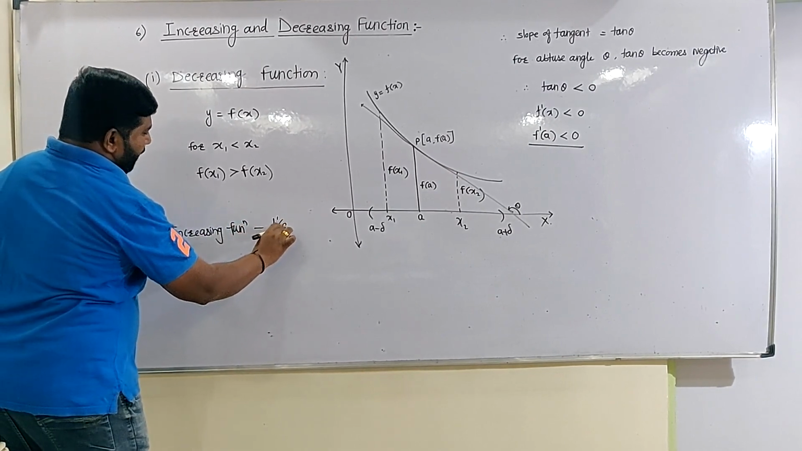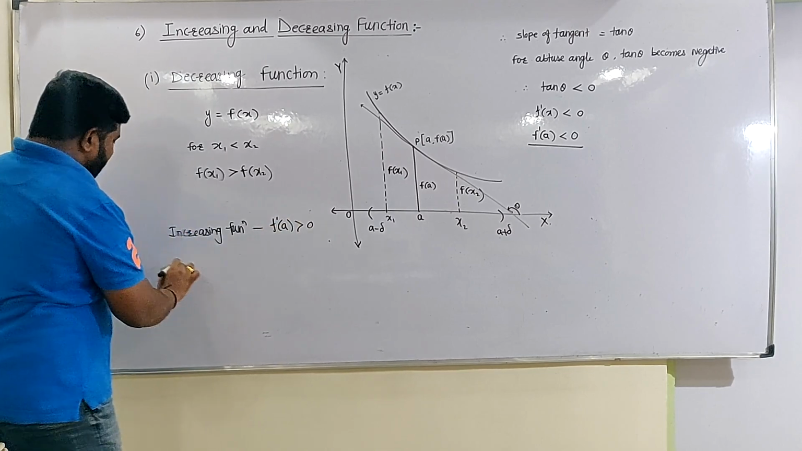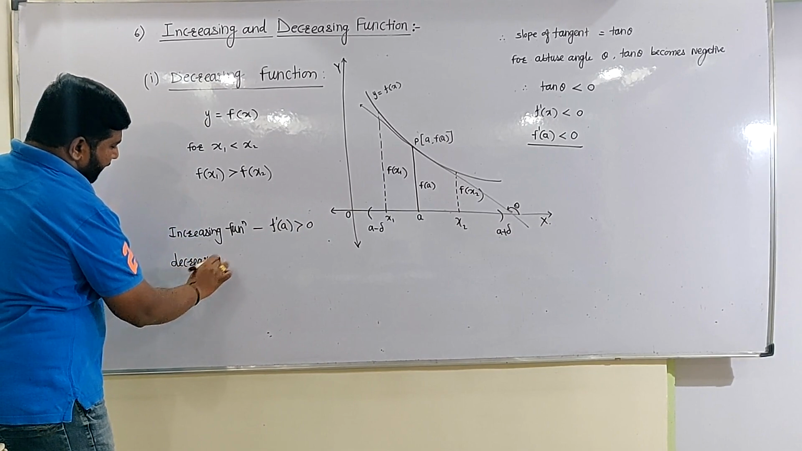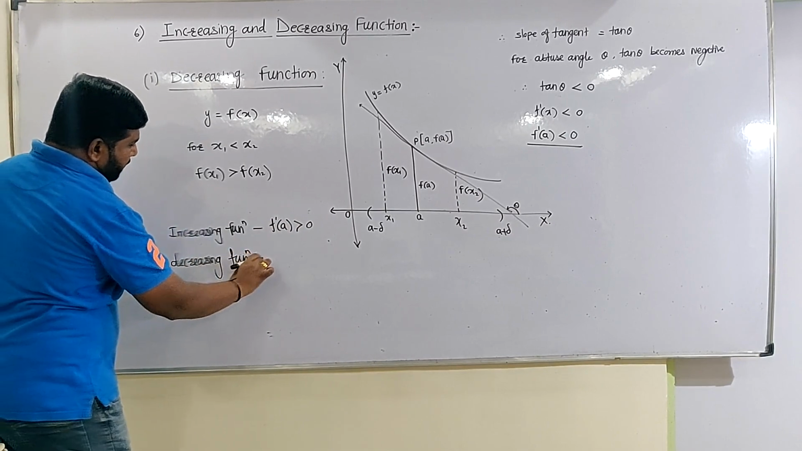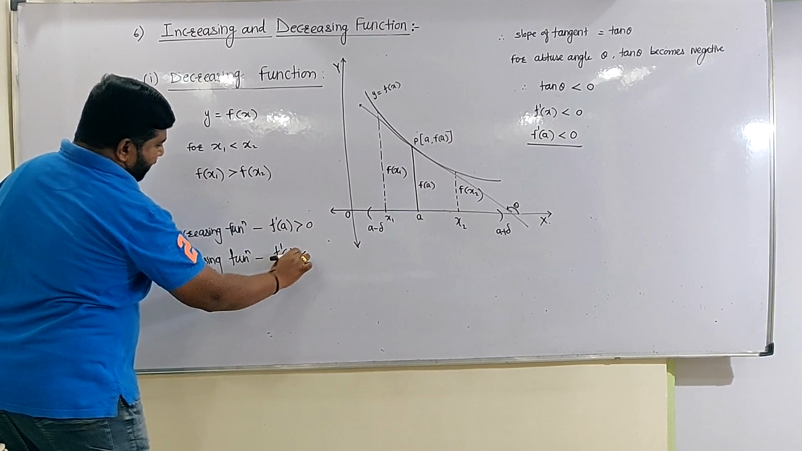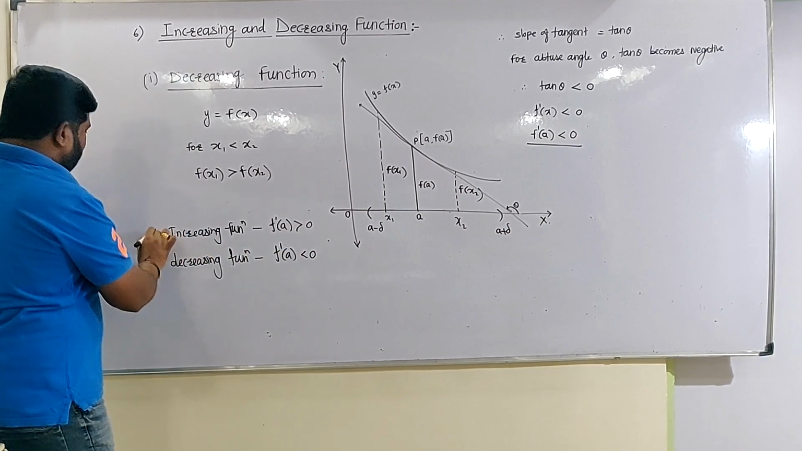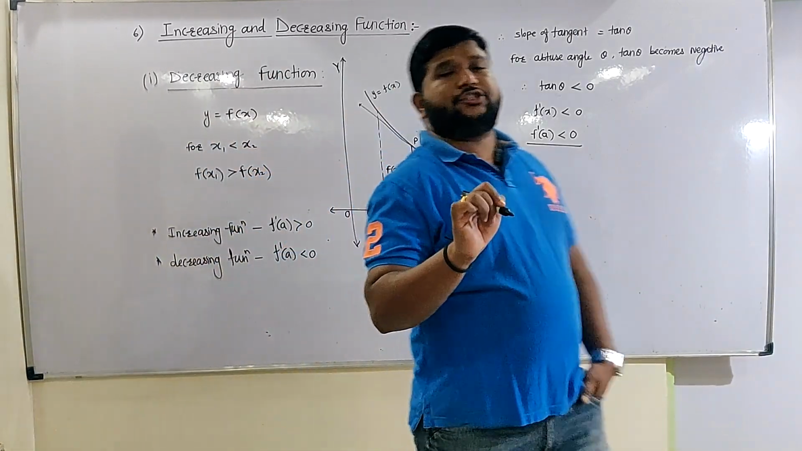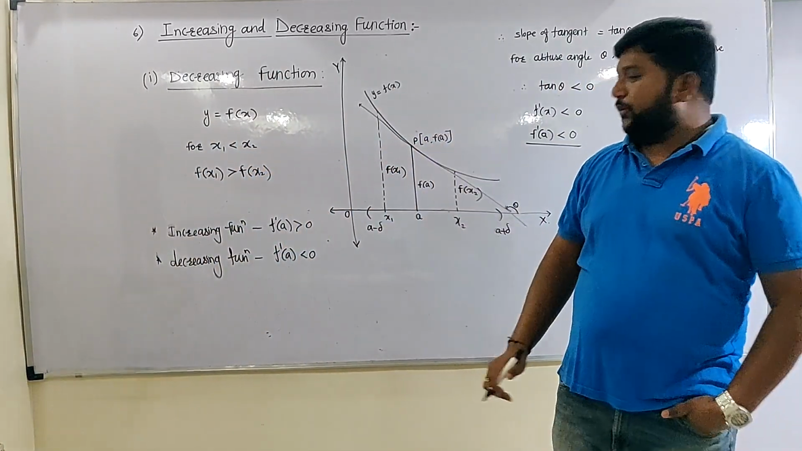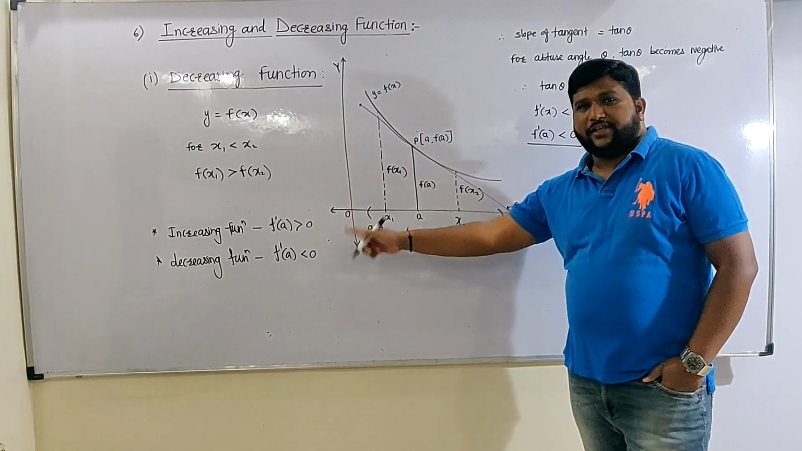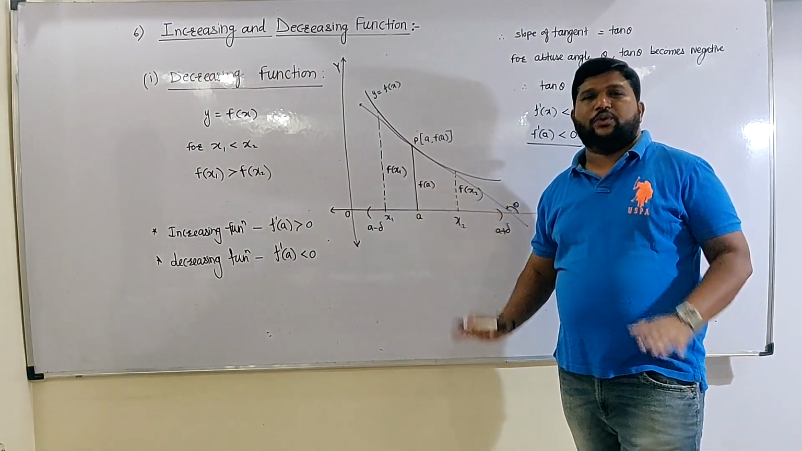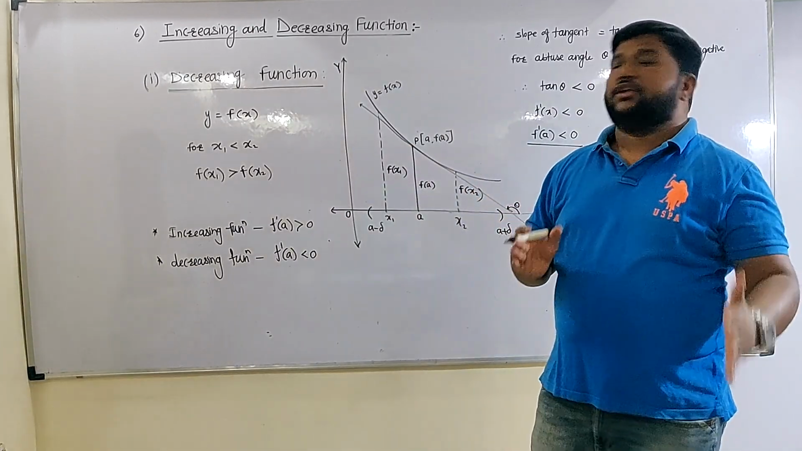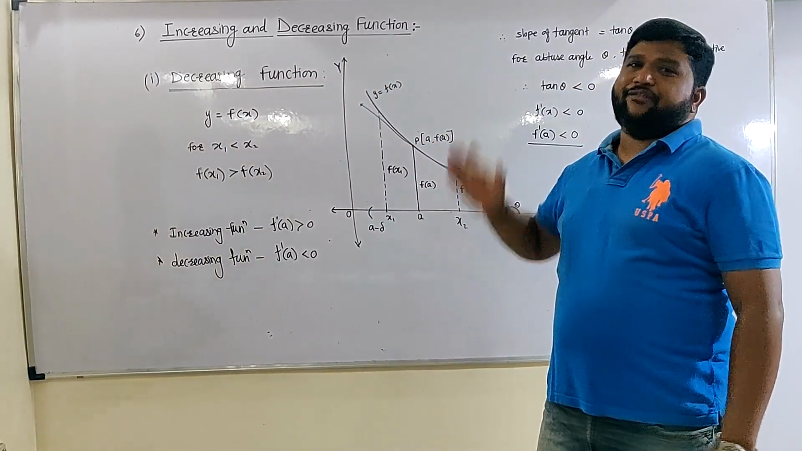So from these two definitions, increasing function means f dash of a greater than 0, and decreasing function means f dash of a is less than 0. These are two important points we have studied now. So increasing function means f dash of a greater than 0, and decreasing function means what? F dash of a less than 0. So this is the important application of derivative, that is increasing and decreasing function.